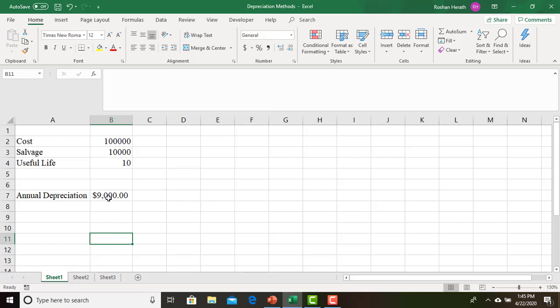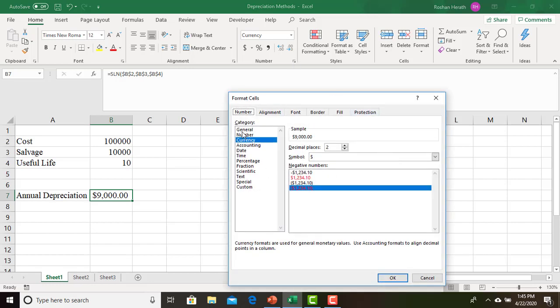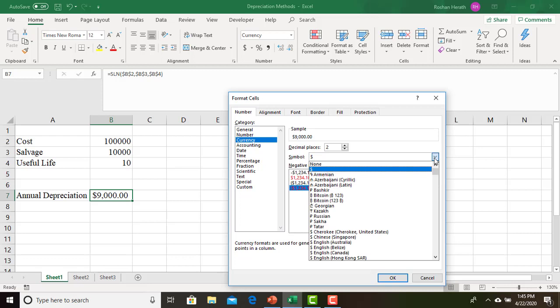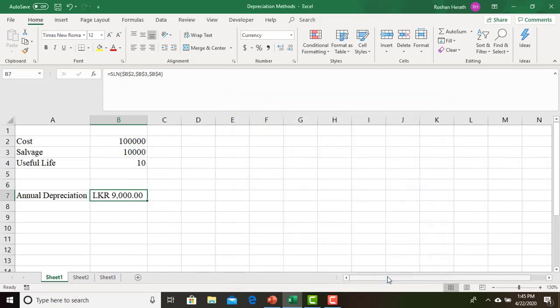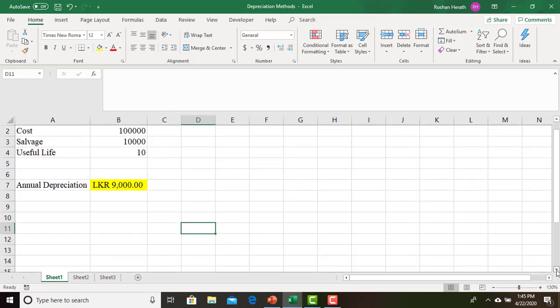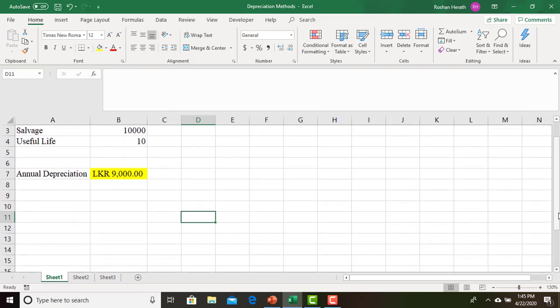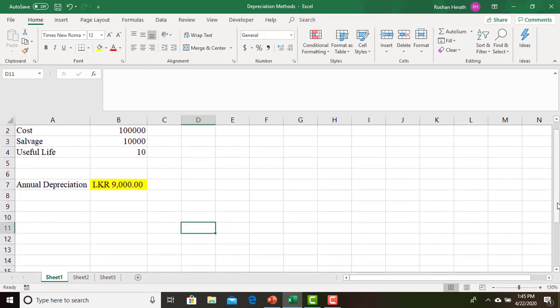Since we operate in Sri Lankan rupees, we can change the format. So in the home tab, in the number section, you can go to the currency, and in the symbol, you type LKR. When you start typing, it appears, and you may get that. Therefore, depreciation per annum is rupees 9,000. So that is the very first requirement. You've been asked to compute the depreciation per annum.